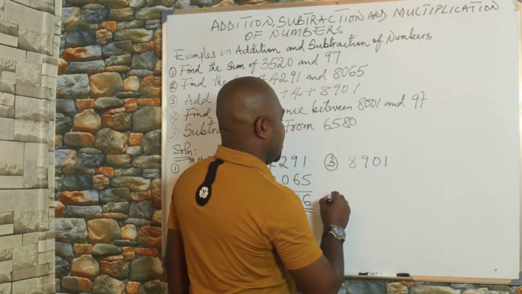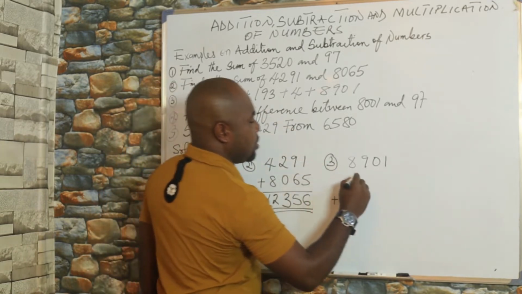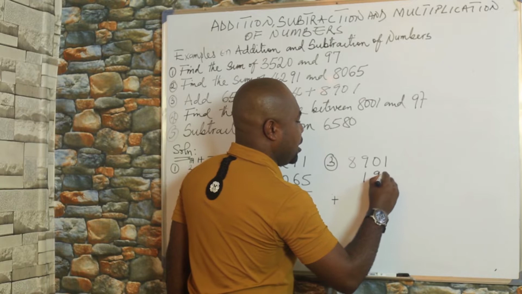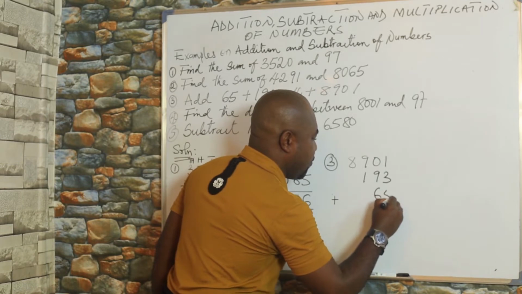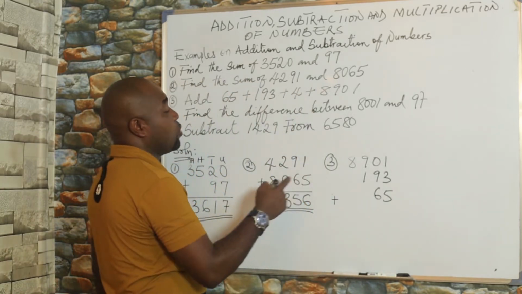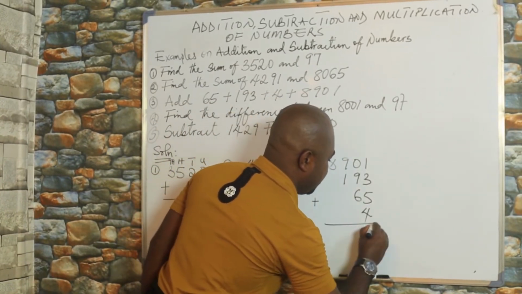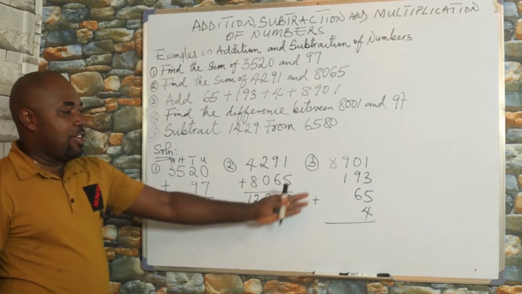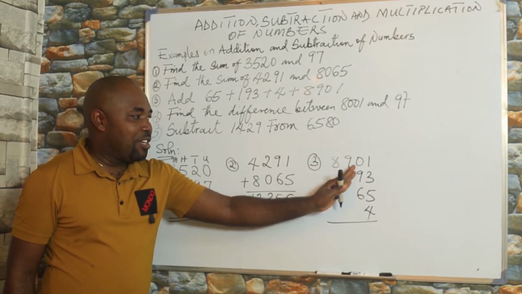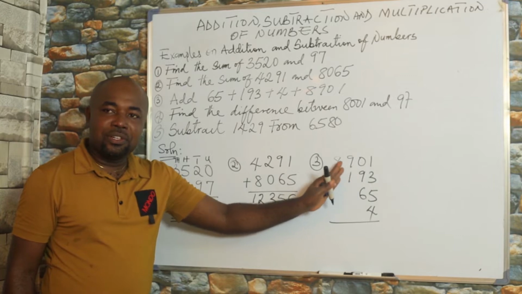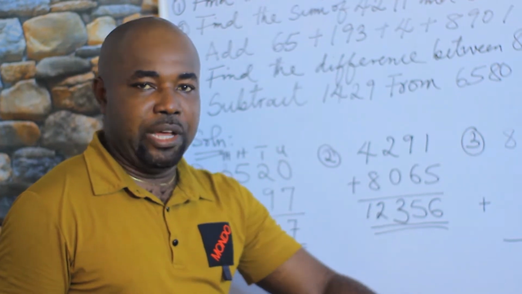8901 plus. The next one is 193. The second one is 65, and the fourth one is 4 units. And we add up. Can you see how we're able to arrange and put the numbers in perspective following the place value of numbers?